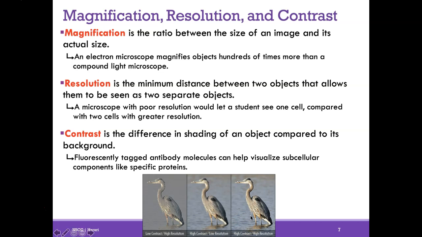And here you can see three different images. This one has high resolution, but very low contrast. You can't see it from the background. This one has high contrast, you can see it from the background, but low resolution. You can't see fine points. And here you have a nice picture with high contrast and high resolution.